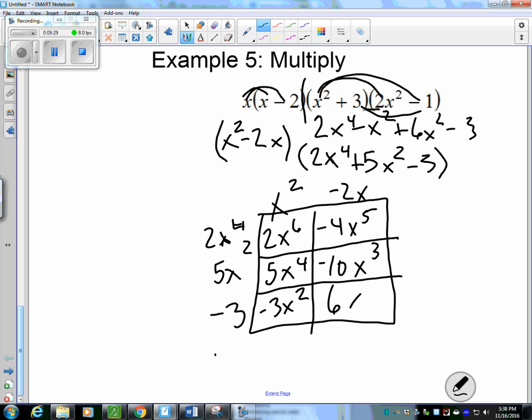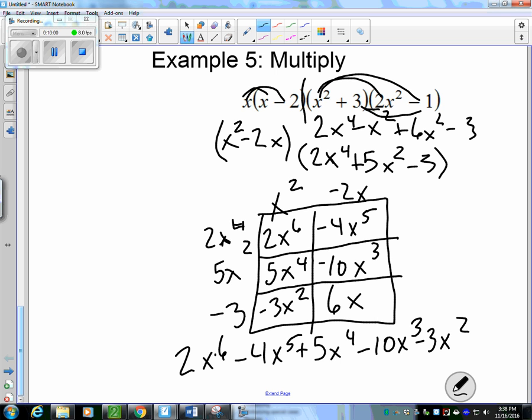Gathering your like terms if you have any. Does not look like I have any like terms. So my final answer, starting at the top left, biggest exponent: 2x to the 6th minus 4x to the 5th. It's a positive 5, so plus 5x to the 4th. Subtracting 10x to the 3rd. Subtract 3x squared and then it's a positive 6 on the 6x, so positive 6x. And this is your final answer.